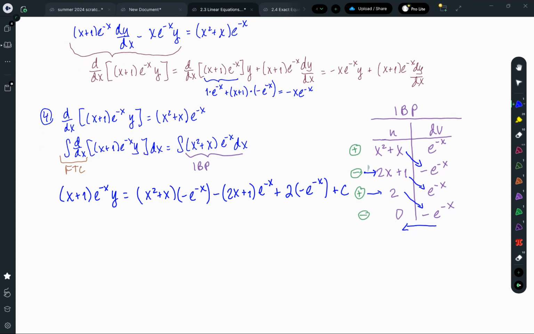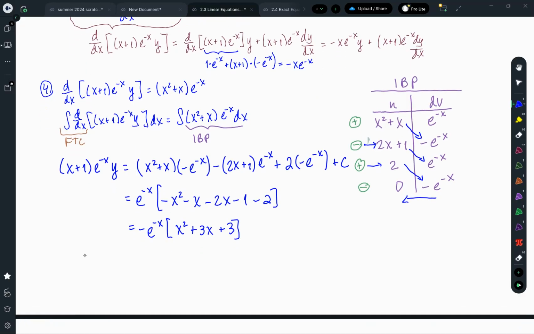I'm going to go ahead and combine some like terms by factoring out an e to the minus x. So if I pull out an e to the minus x, what I'm left with inside is a negative x squared minus x minus 2x minus 1 minus 2. Maybe I should pull a minus out as well. So I get a negative e to the minus x, and inside I have x squared plus 3x plus 3. Okay.